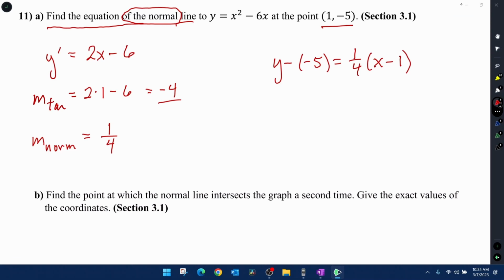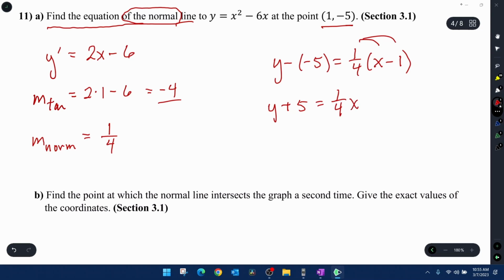Plug it into my point slope form. Please make sure you use the normal line slope and not the tangent line slope. That's going to be y plus 5. I'm going to go ahead and distribute 1/4 x minus 1/4, moving the 5 over, just so we can have it in slope-intercept form. Should give me, I think, -21/4.